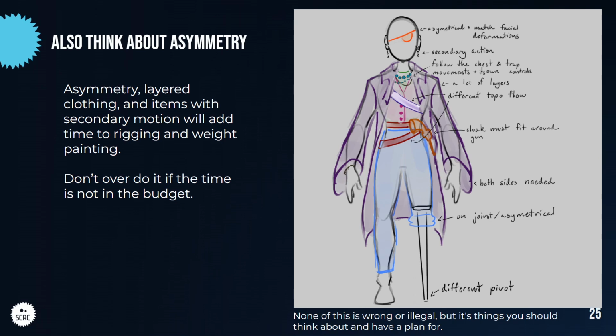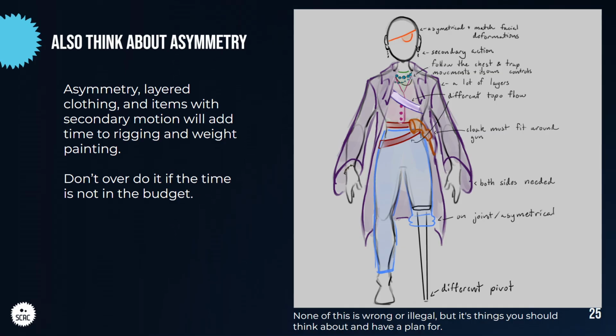The joints can't be mirrored. It's going to have a different pivot. Also, typically, a rigger will weight paint everything and just mirror it over, and so everything that's asymmetrical will need its own weight painting. So again, is any of this illegal or wrong? Absolutely not. Again, if you're in a class with Professor Parrish, he's going to encourage you to make asymmetrical characters because asymmetrical characters are awesome.